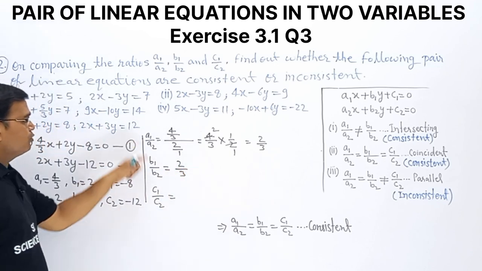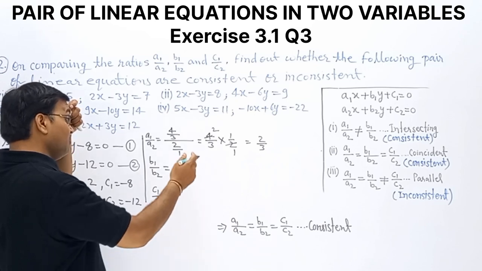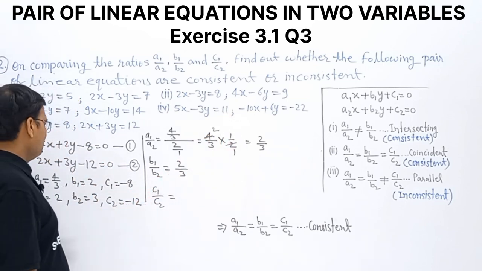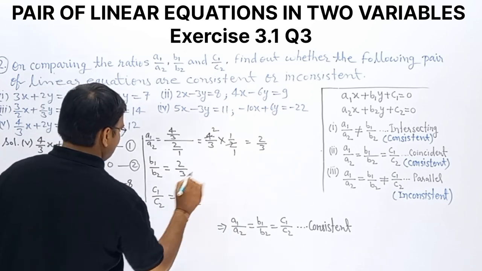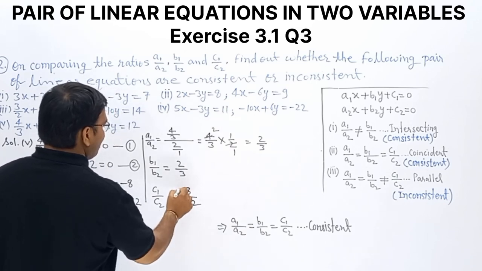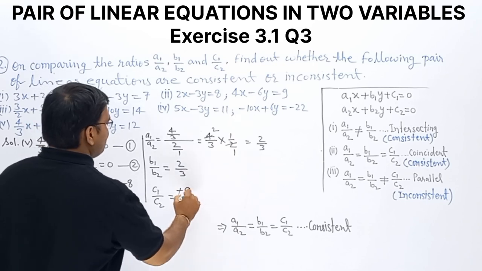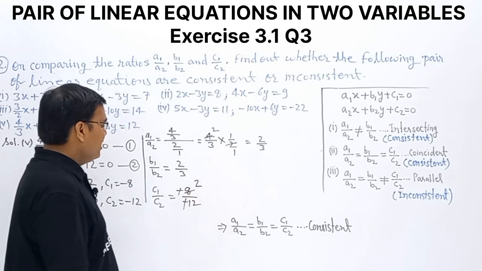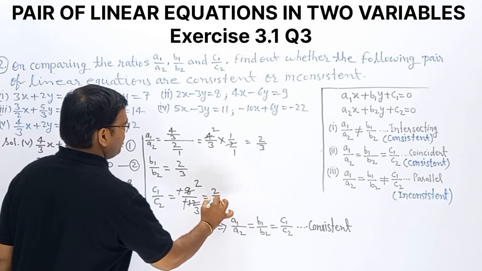As long as both ratios are equal, we continue. Now what about C1 upon C2? If not equal, then we will say consistent system. Otherwise we will find C1 upon C2. So what will be the value? Minus 8 upon minus 12. Minus will be plus. Now solve. Both are divisible by 4. 4 twos are 8 and 4 threes are 12. So we get the ratio 2 upon 3.